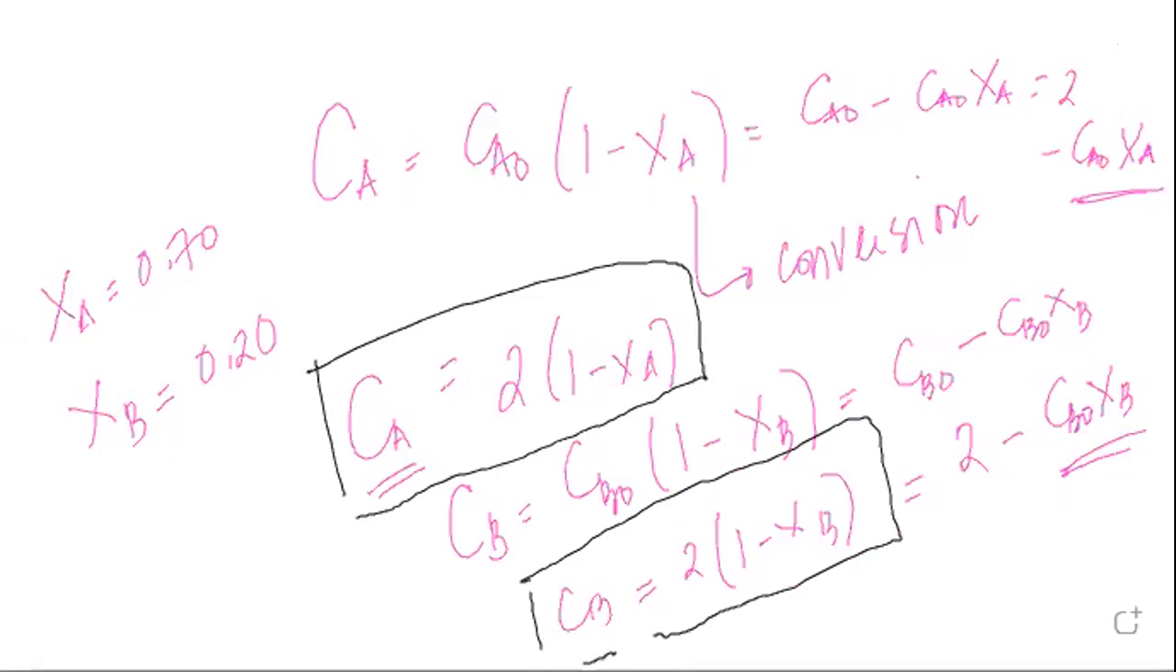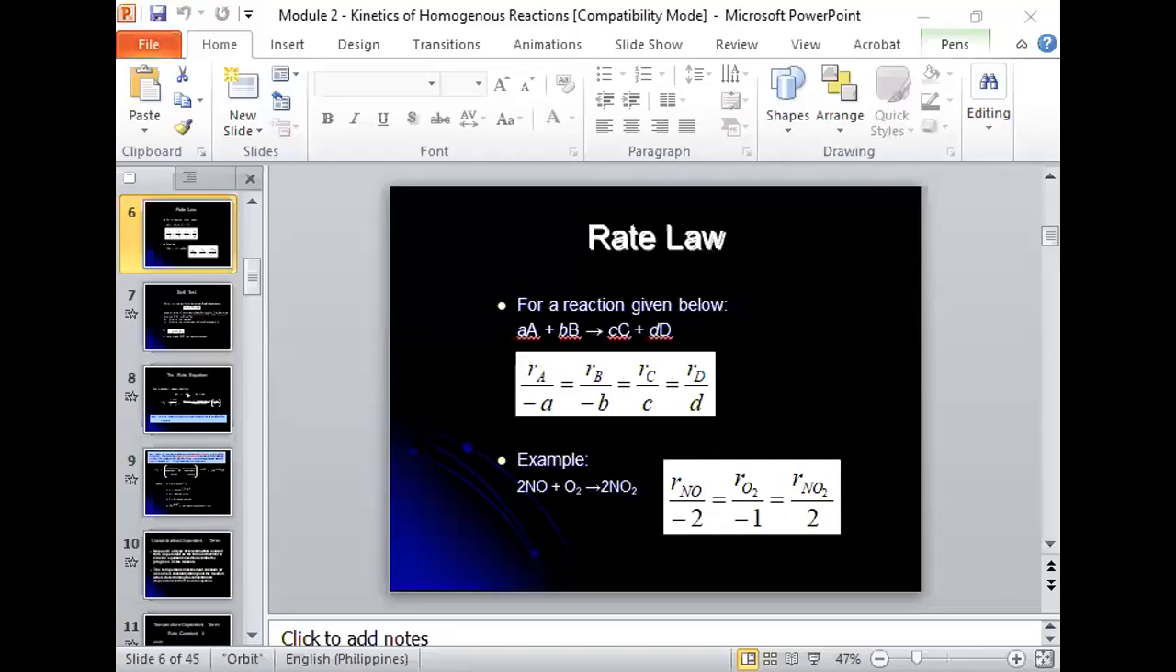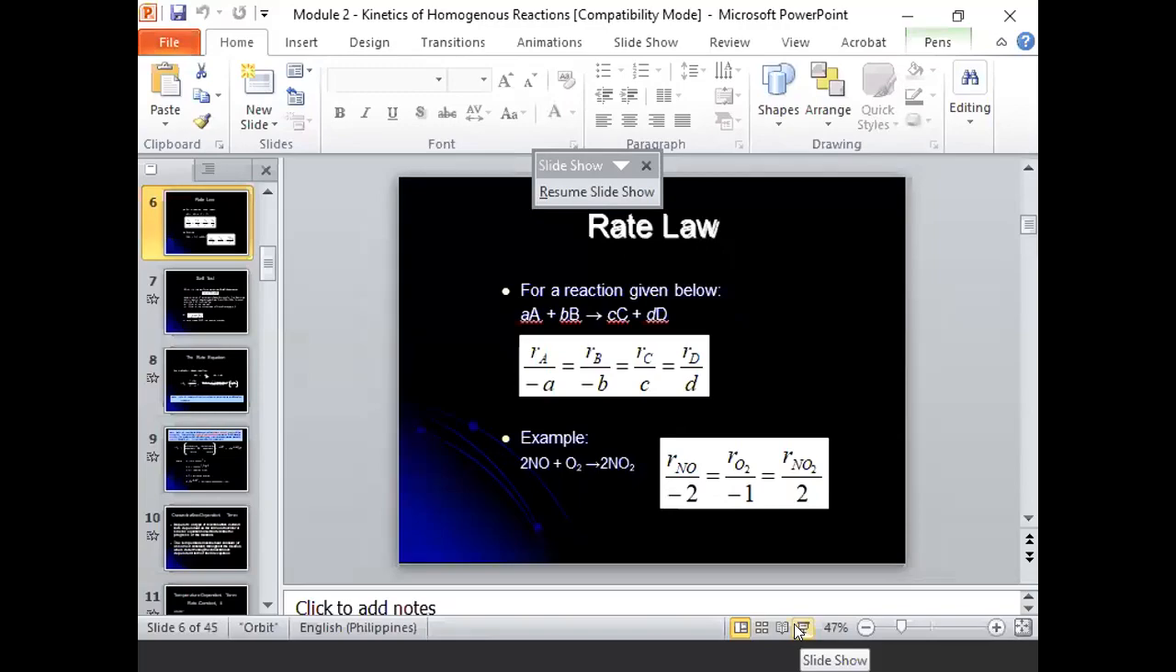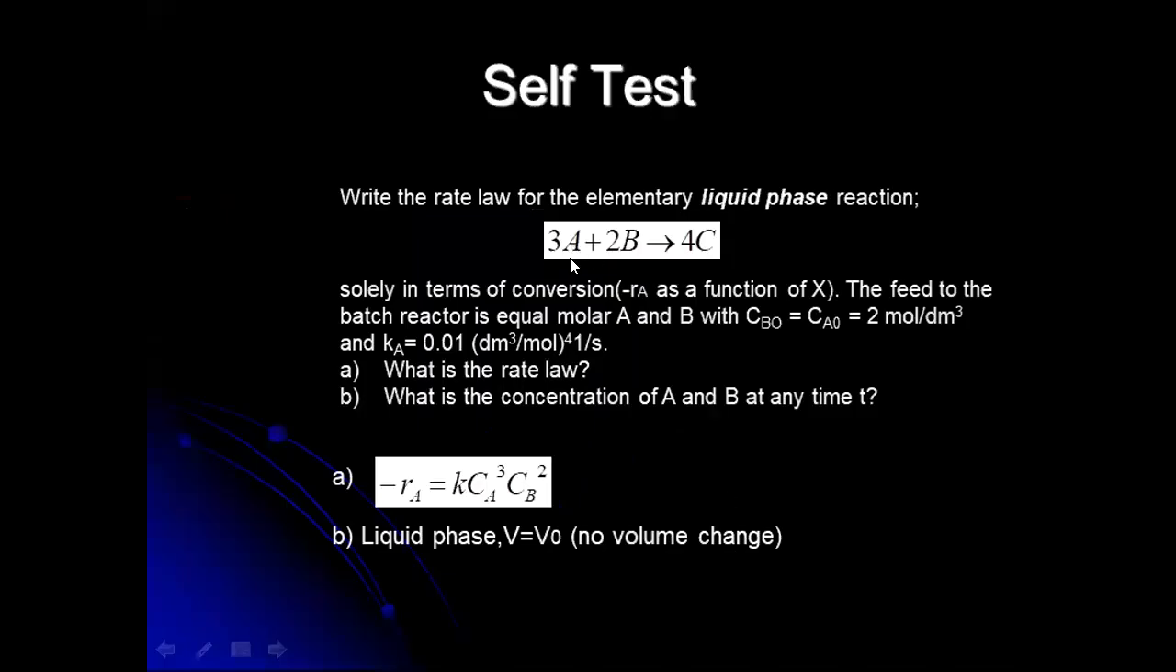From your stoichiometric equation, I'll go back to our slide. So this is our slide. In terms of the stoichiometric equation, please recall this one: 3A plus 2B forming 4C. If I do not recall, please remind me. 3A plus 2B is equal to 4C. Why is it very important? I'll show you something.